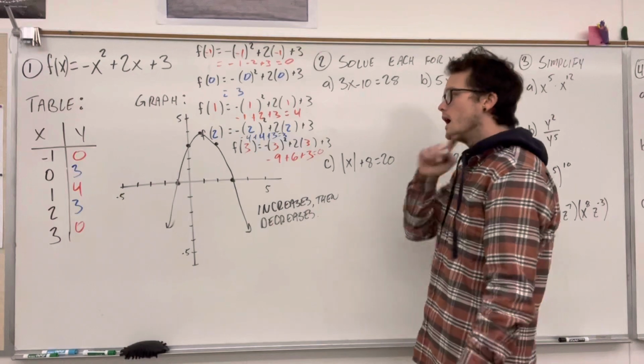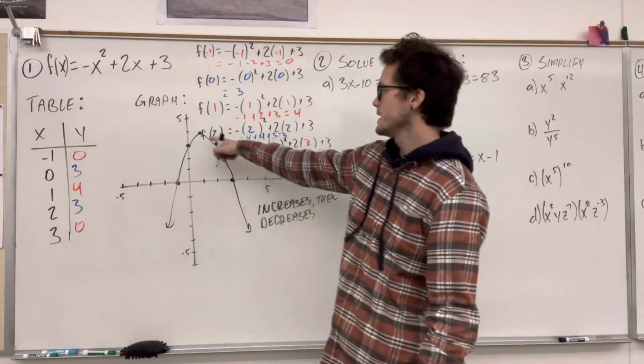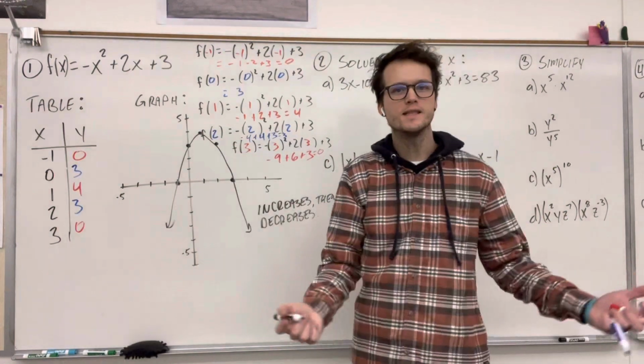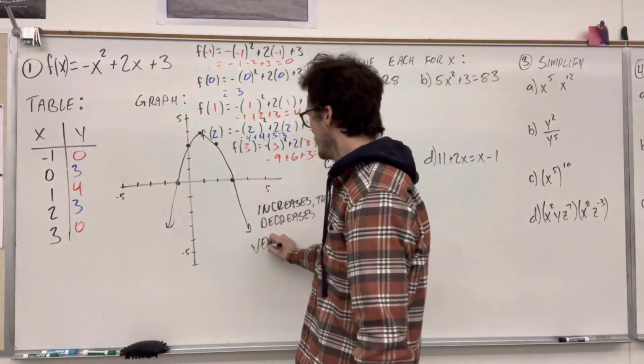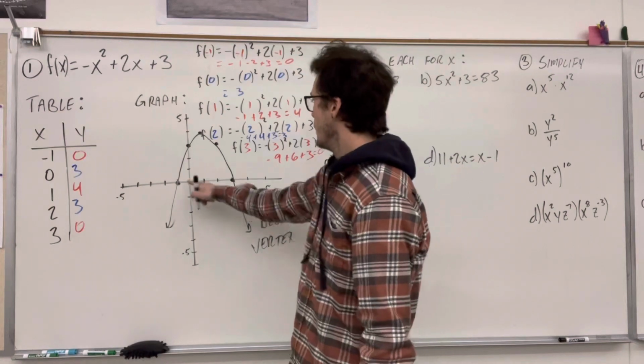Okay, cool. Let's also list the vertex. The vertex is that turnaround point. It's always easy to identify once you have the parabola here. Our vertex is at 1, 4.